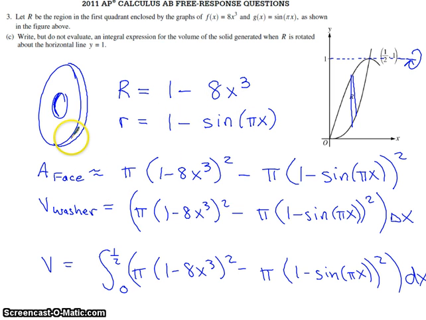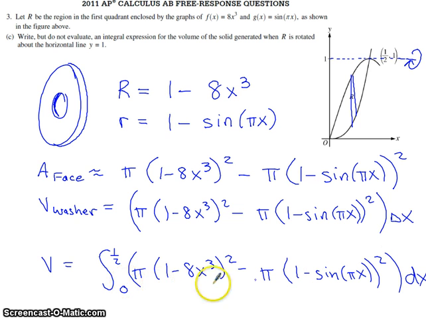To find the area of the face of the washer, we'll do the area of the outer circle minus the area of the inner circle. So I have pi big R squared minus pi little r squared. The volume of the washer is going to be the area of the face times the third dimension, the tiny little bit of thickness that this has, which is delta x, same as the width of our slice in the coordinate plane. And then if we want to add together many of these washers' volumes, we're going to have to use the definite integral to make that happen.